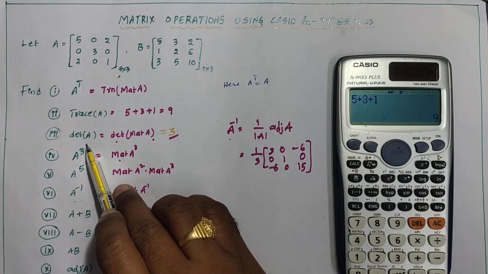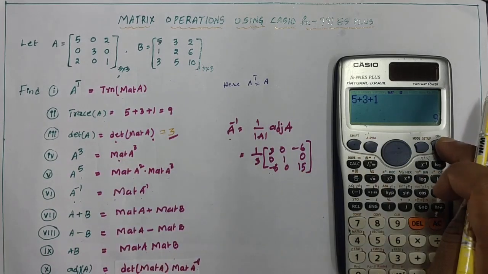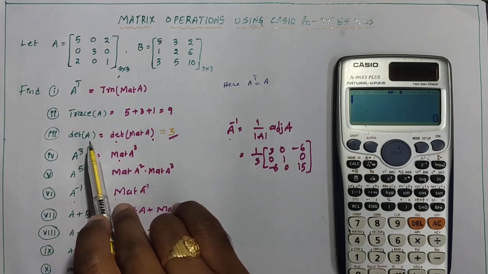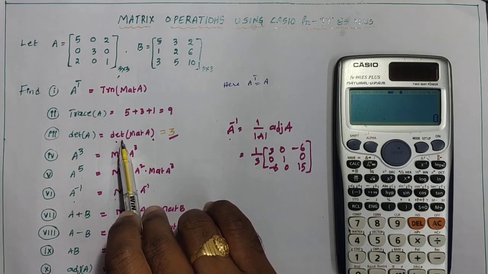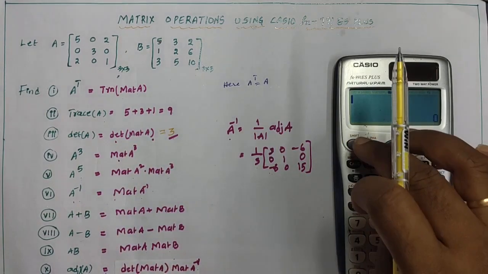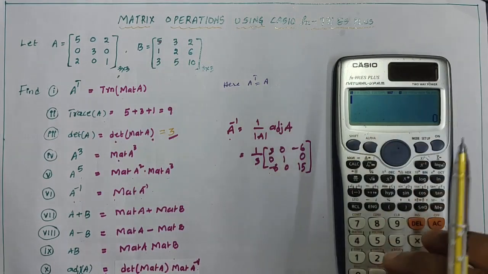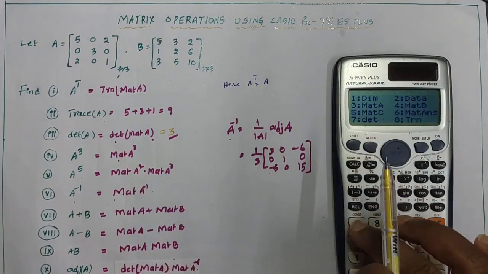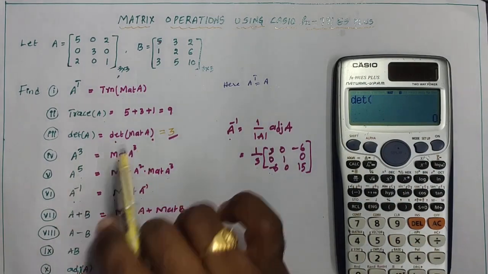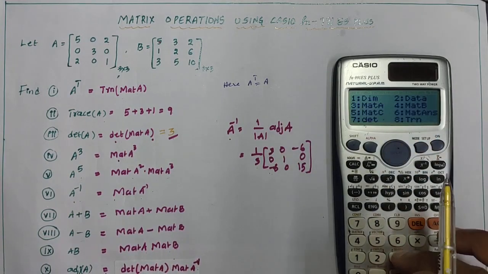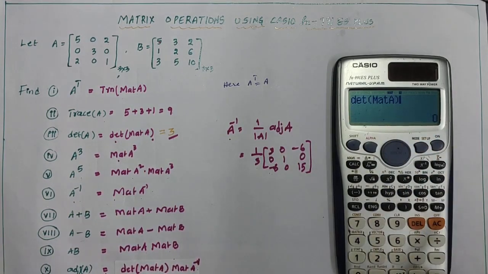Now I am going to find the determinant of A. So first I am pressing the On button. Here we want to type Det of Mat A in the calculator. So I am going to the operation mode by pressing Shift and button number 4. We want the Det. 7th one is the Det. 7, Det of Mat A. Once again I am pressing Shift and button number 4. 3, Det of Mat A equals: the determinant of A is 3.